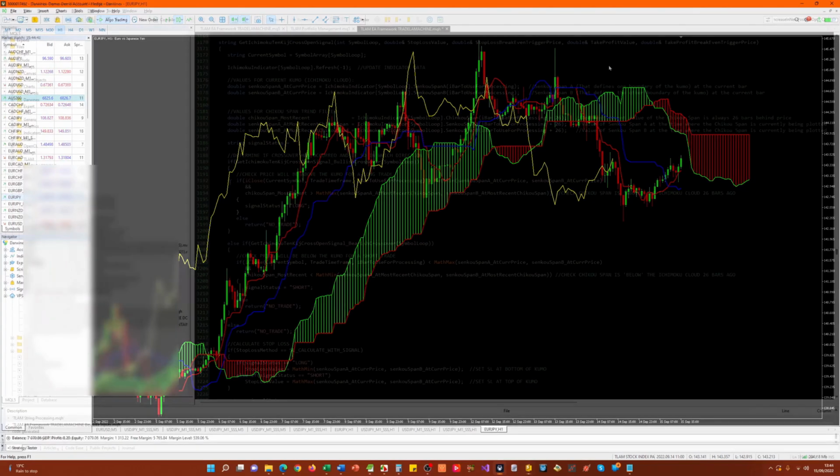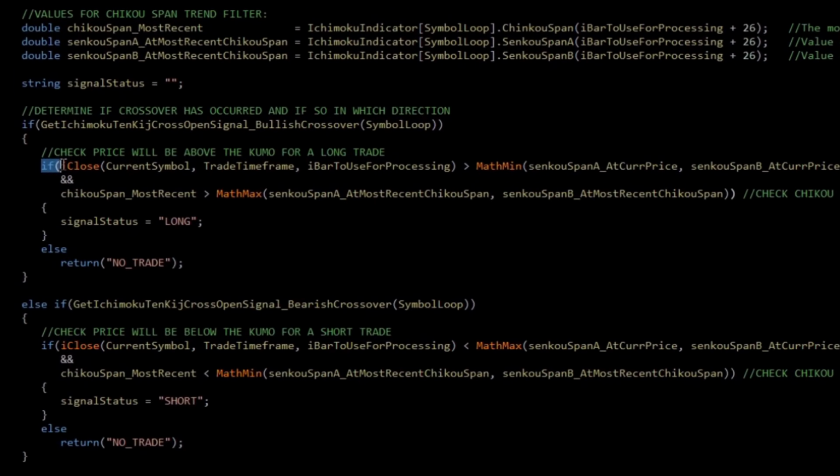And I've added an extra condition into the if statement here, which, as well as the previous condition, the AND operator here says that the Chikou Span must also be above the maximum of the Senkou Span A and the Senkou Span B. So in other words, the Chikou Span must be over the Ichimoku cloud. And that condition is when we get a bullish crossover, so in other words, is the condition for a long position.